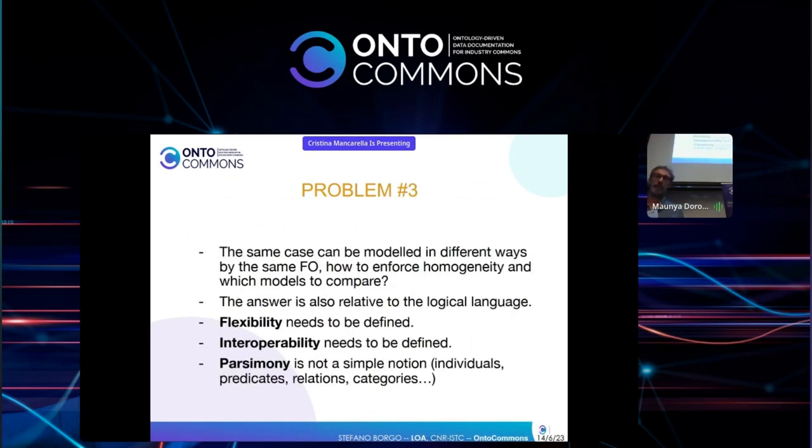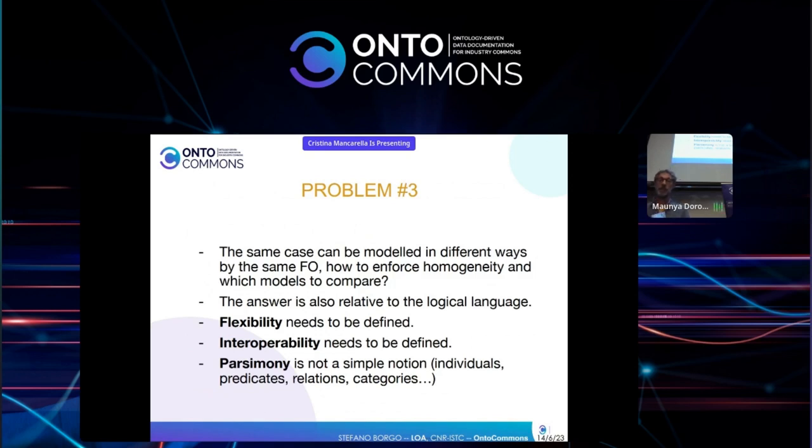Problem number three, the same case can be modeled in different ways by the same foundational ontologies. This is quite common. In a sense, it's interesting. There's quite a flexibility there, but then you want to compare models. Given a use case and having different ways to model it, you want the results to be more or less similar, so try to take a similar stance when this is possible. This is not always possible, but it is something you have to keep in mind.